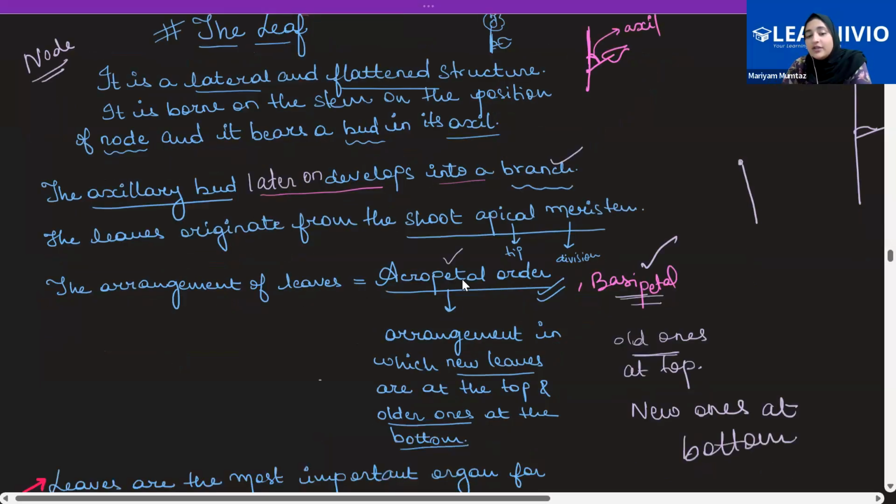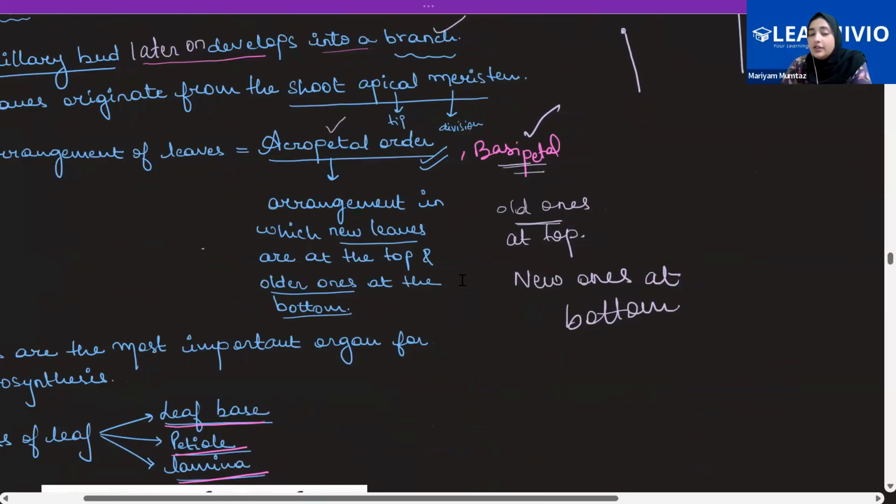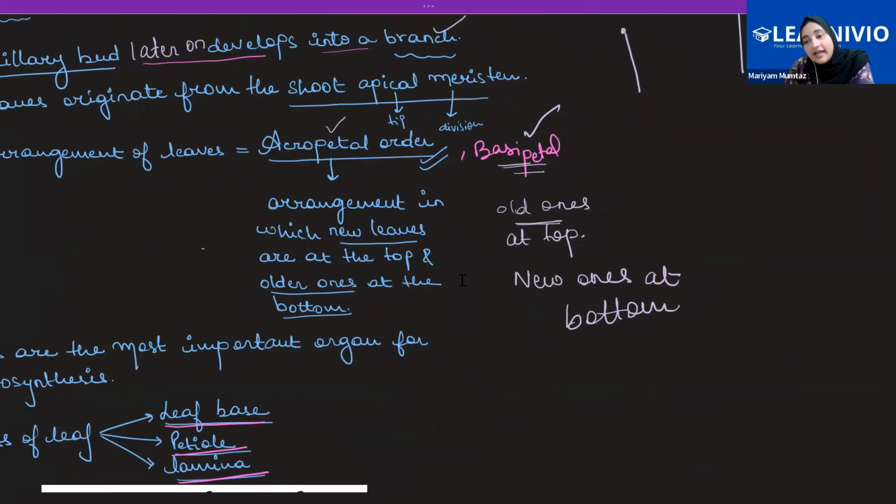Now, the arrangement of the leaves is of two types. When the new leaves are at the top and the old ones at the bottom, we call that kind of arrangement of leaf acropetal arrangement. Second is the basipetal, wherein the old ones are at the top and the newly formed leaves are at the bottom. So acropetal and basipetal are the two types of arrangement of leaves that are there. Is it clear? Yeah.